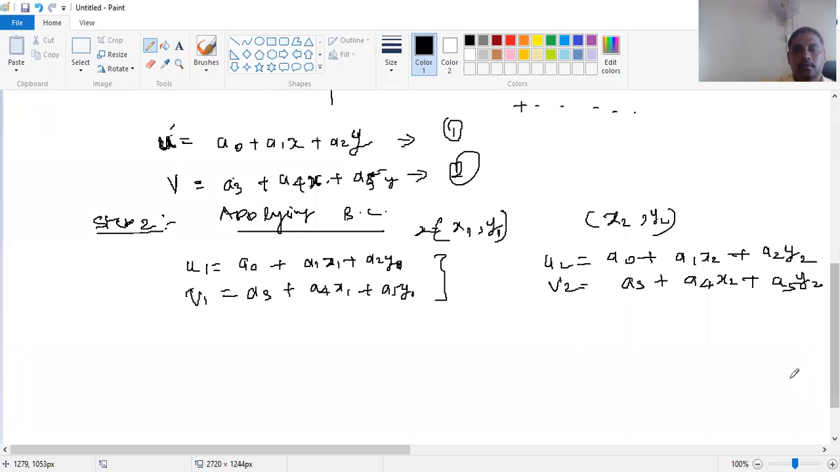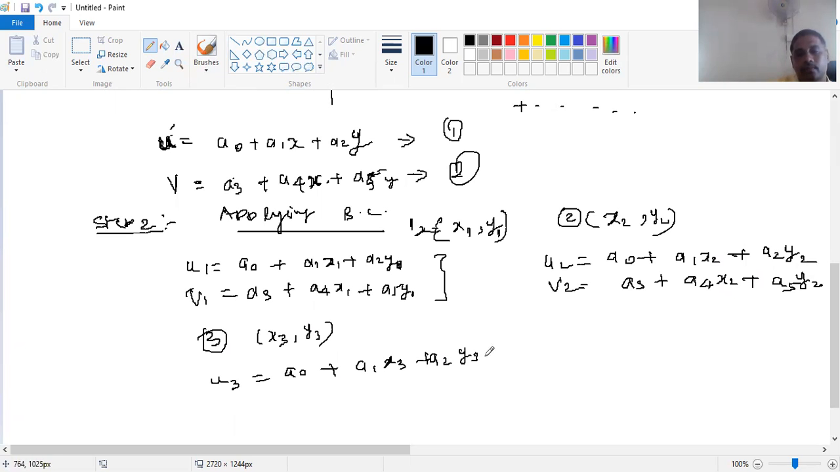Similarly, for the third node, this is node number 1, this is node number 2, this is node number 3. For the third node, we have x3 comma y3. So if you have x3 comma y3, the equation becomes u3 is equal to a0 plus a1 x3 plus a2 y3. So similarly, v3 is equal to a3 plus a4 x3 plus a5 y3.